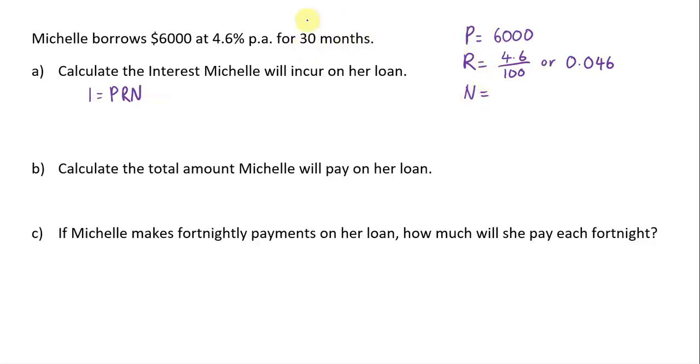Now we've got a measurement in 30 months here. If you've got your measurement in years already, you can put it straight into your formula. It makes it really easy to calculate. But when we have our n in months, we need to convert it to years. So what we do is 30 divided by 12 months in each year. 30 divided by 12 gives us 2.5 years.